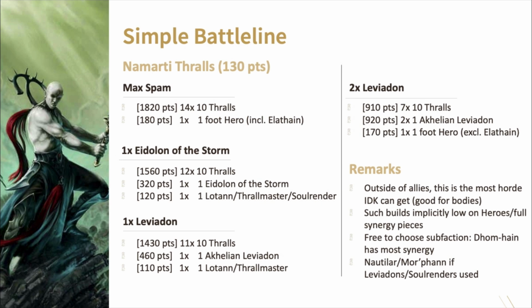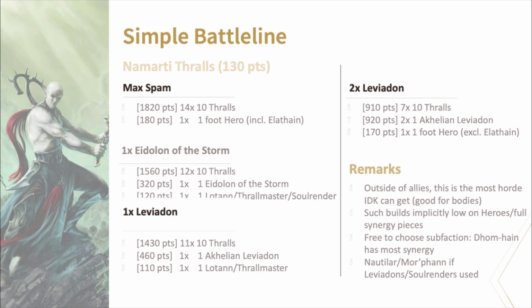Nautilar or Morphon would be somewhat decent if you wanted one of the Leviathans to count as one of your battle line and give it the monstrous rampage that lets its attacks fight at -3 Ren for that turn. Or Morphon if you have some Soul Renders in the list for bringing back extra Namarti. Of course, this would only impact 1 unit of Thralls, but it would make you even tankier. Alright, let's move on to Reavers.